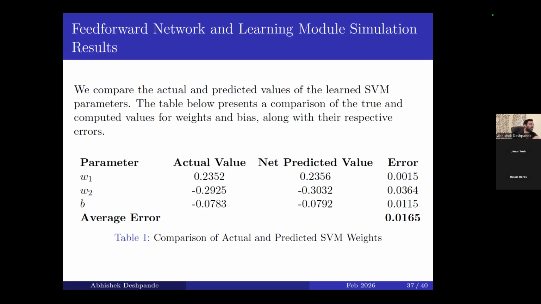As you can see, we took some data and two parameters, W1 and W2, and a bias just for testing. These are the values that you see. The actual value is 0.2352. The predicted value is 0.2356 using the reaction network. The middle column is the one being calculated using our reaction network implementation, and they are fairly good, with robust and low values of error.